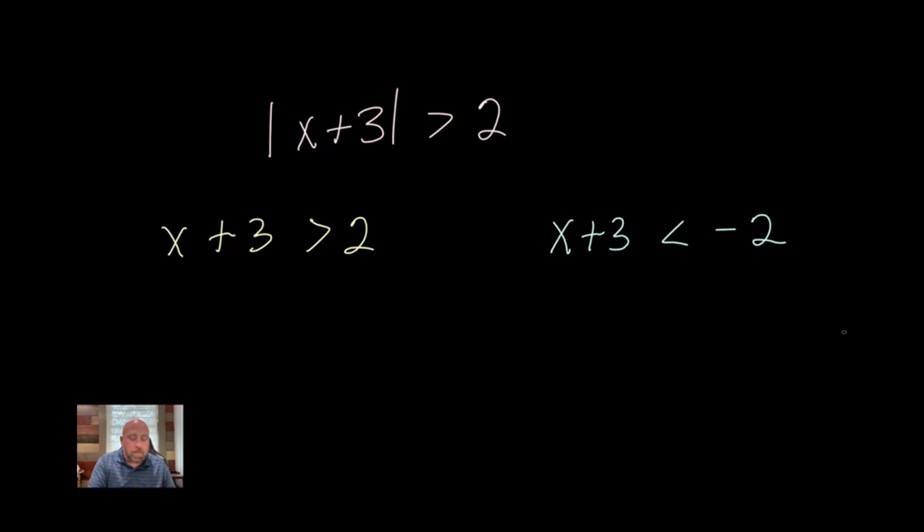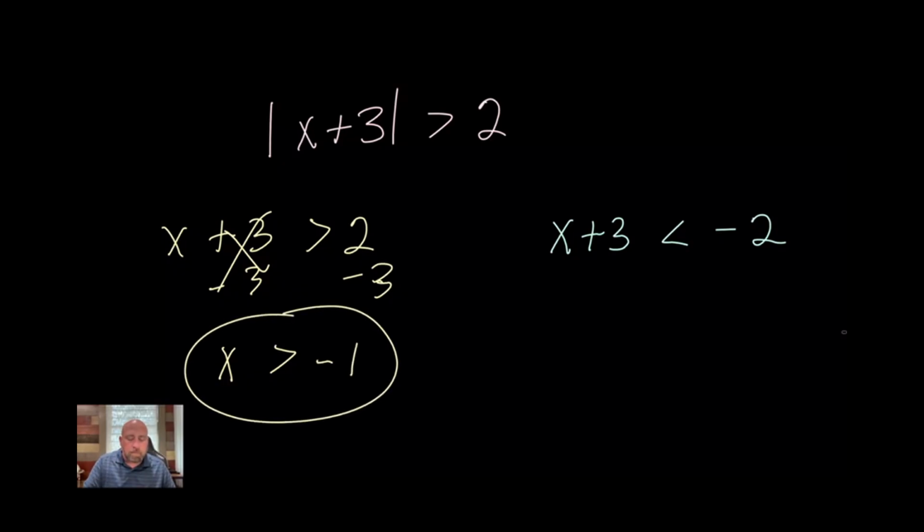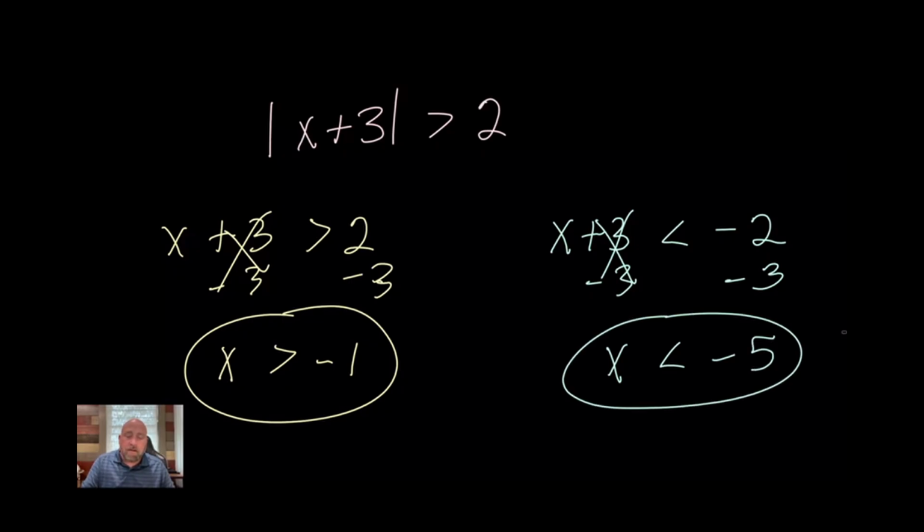Solve the first one over here, minus 3 from both sides, and we're going to end up with x is greater than negative 1. Come over here and do the negative side now. We're going to subtract 3 from both sides and we're going to end up with x is less than negative 5.